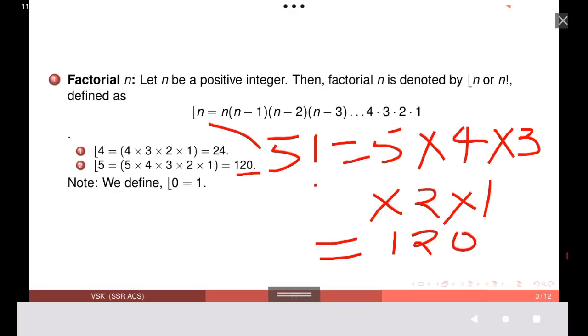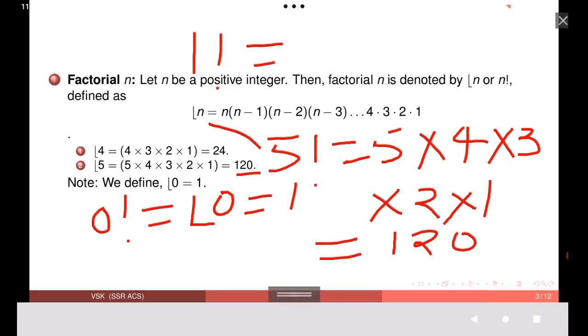Also, we define factorial 0 by this notation, and its value is 1. So this you keep in mind. And of course, factorial 1's value will be 1. So all these four things I have described over here.